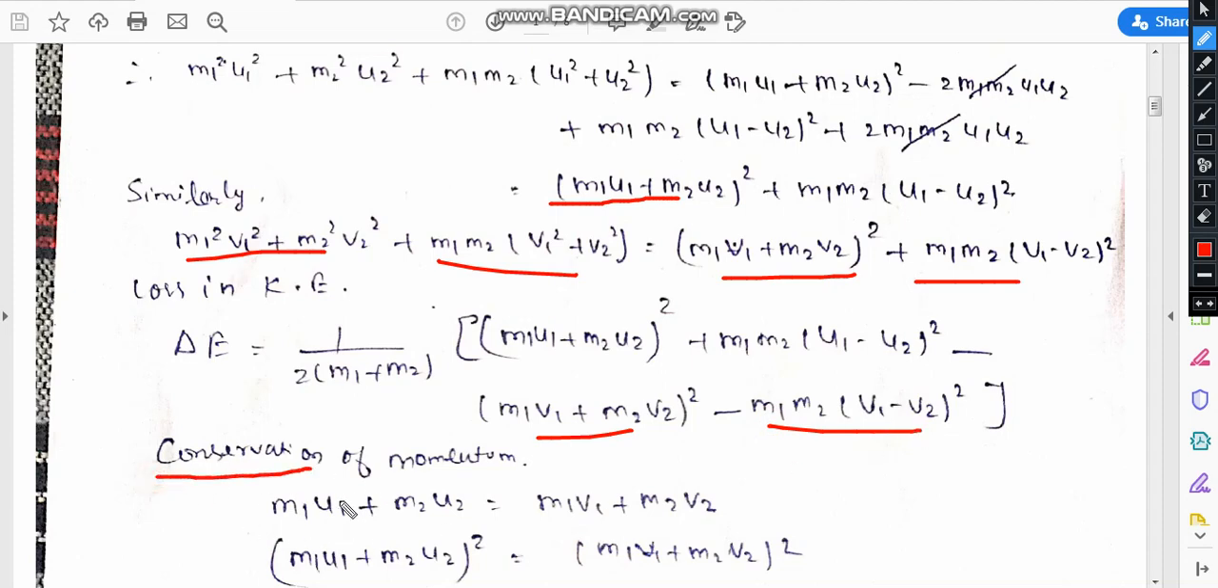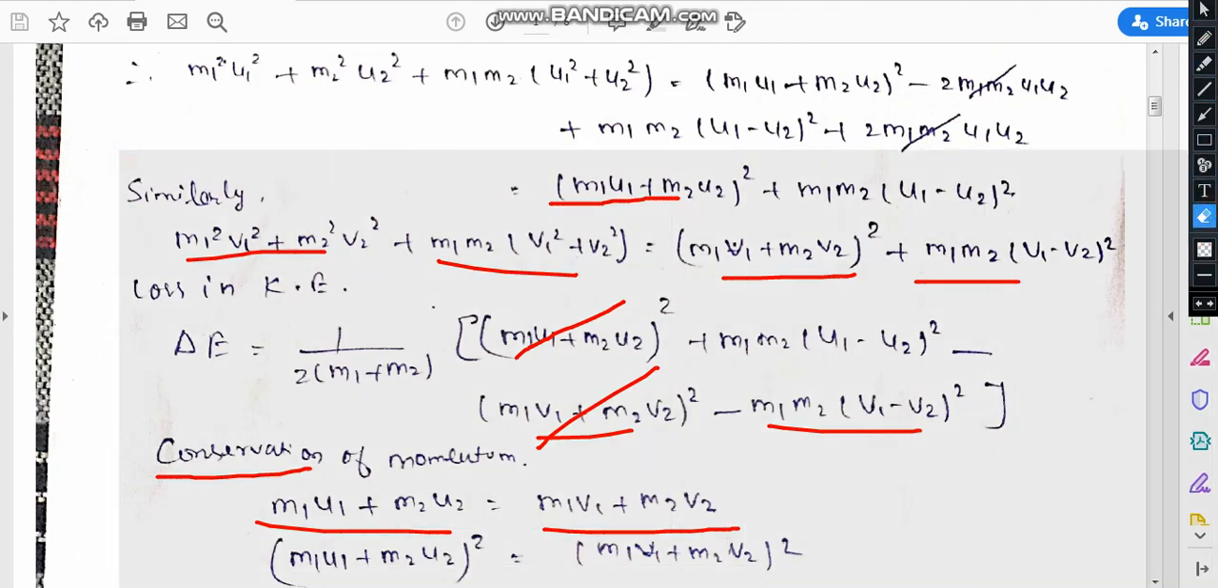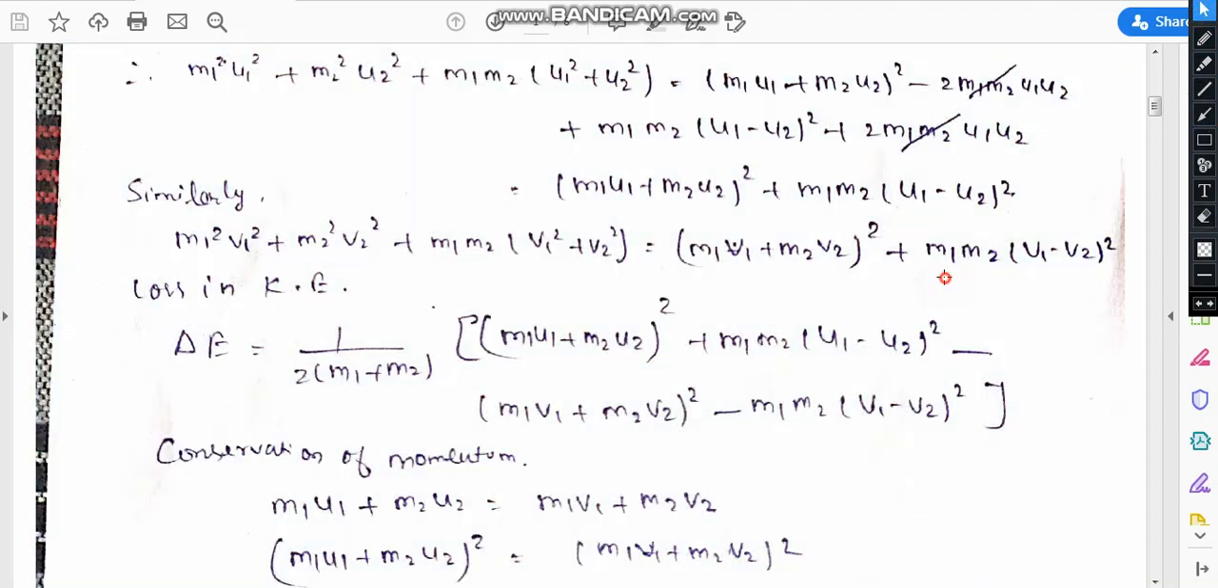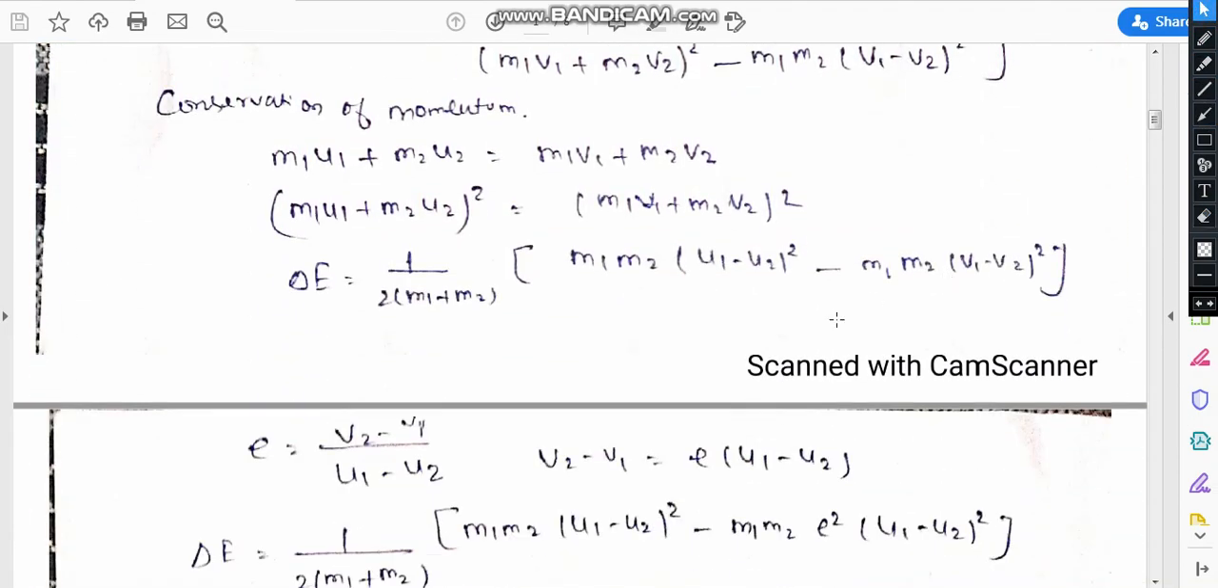According to conservation of momentum, this is the linear momentum before impact, and this is the linear momentum after impact. By squaring both sides, we have found (m1 u1 plus m2 u2) whole square equals (m1 v1 plus m2 v2) whole square. So these two terms will be cancelled out, and the remaining terms are m1 m2 (u1 minus u2) whole square minus m1 m2 (v1 minus v2) whole square.